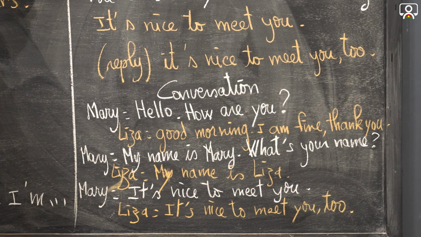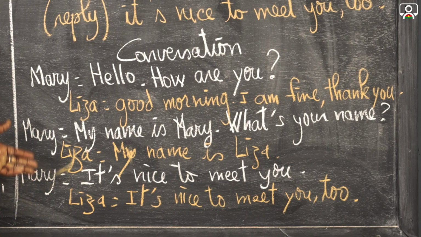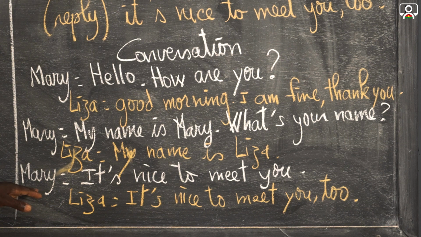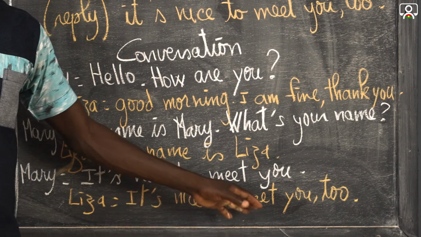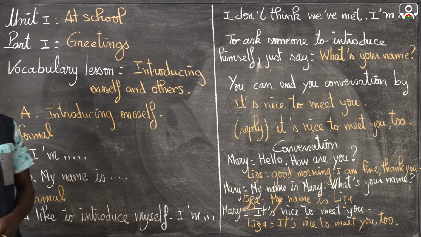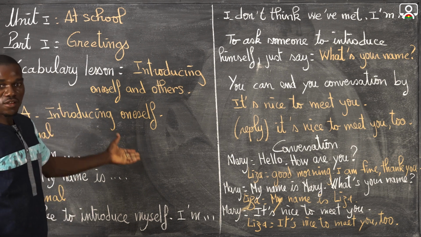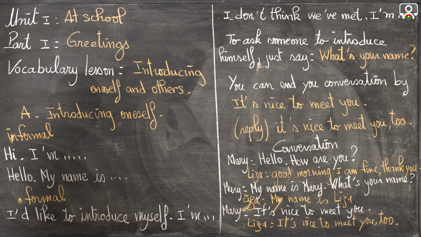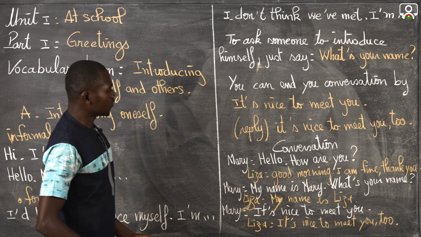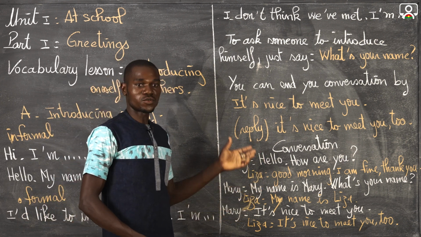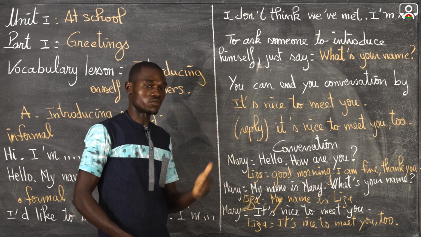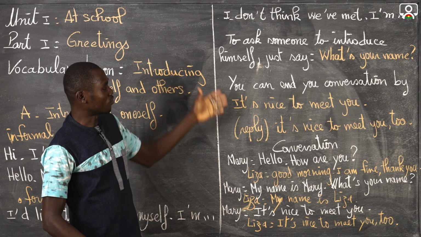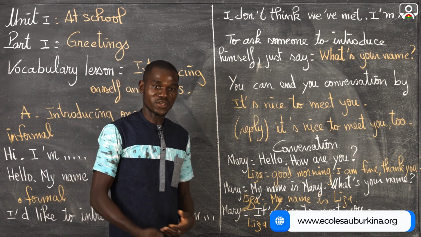So you see, in this conversation, Mary and Lisa meet for the first time. Now, to end their conversation, Mary says to Lisa, "It's nice to meet you," and Lisa replies, "It's nice to meet you too." As you can see on the board, to introduce yourself, these are some expressions you may use, and this is also how you can end your conversation. You can also ask someone to introduce himself. So make good use of these expressions so as to better your English. Thank you.